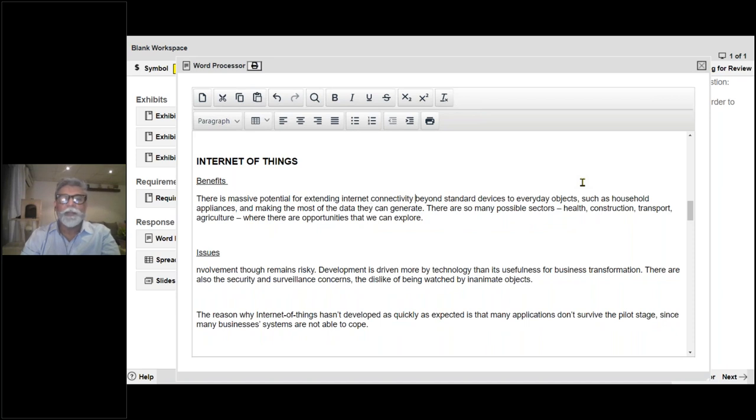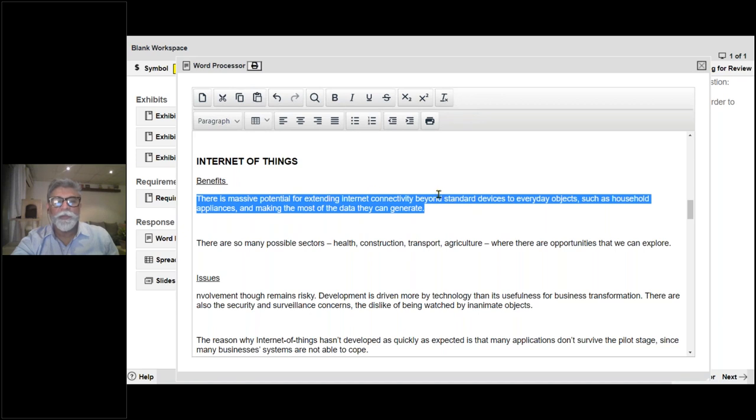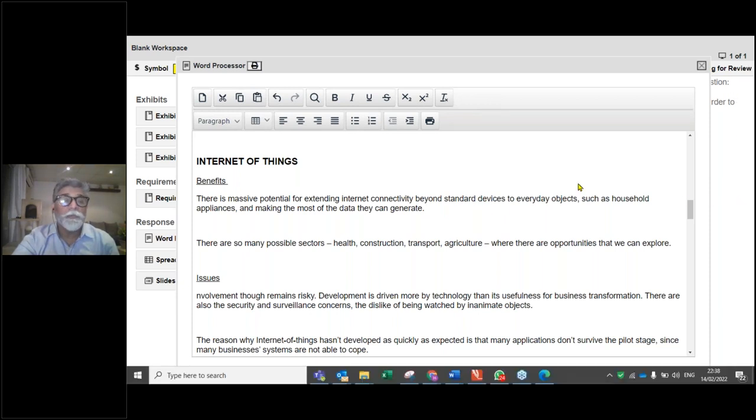There is a massive potential for extending internet into household appliances and many possible sectors. So how is this good? What is the benefit or impact of this? Can anybody help me? Can we explain this in our own words, the impact of this? Massive potential. So what? How will it help if it's a massive potential? Demand? Massive potential means future demand, future growth. It is the next thing, right?